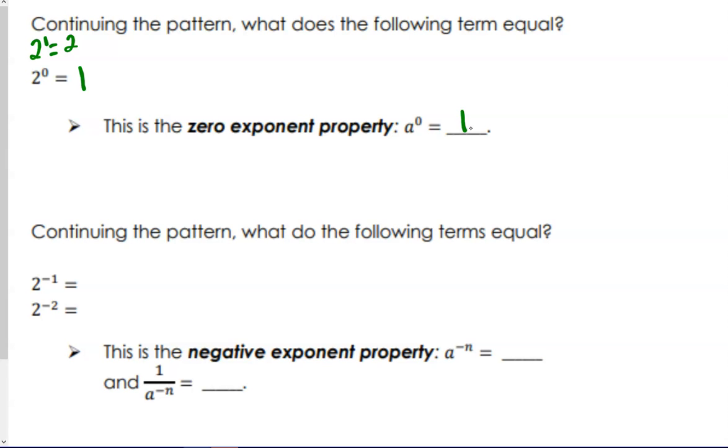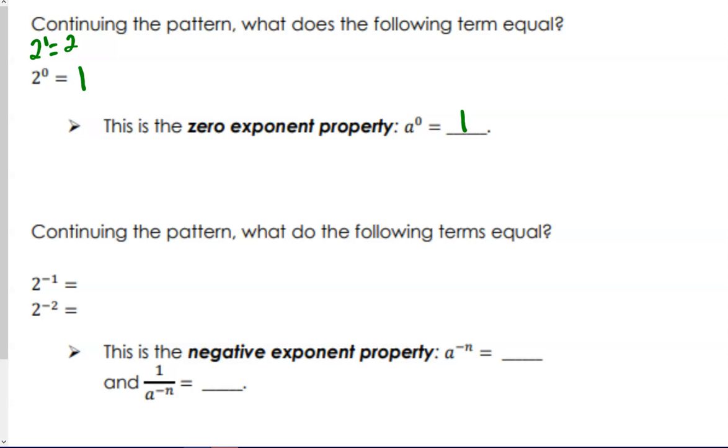Any base I ever have, if it's raised to the power of 0, it will always be equal to 1. Every time. It could be 10 to the power of 0. It could be square root of 2 to the power of 0. It could be negative a million to the power of 0. They all equal 1. Okay?